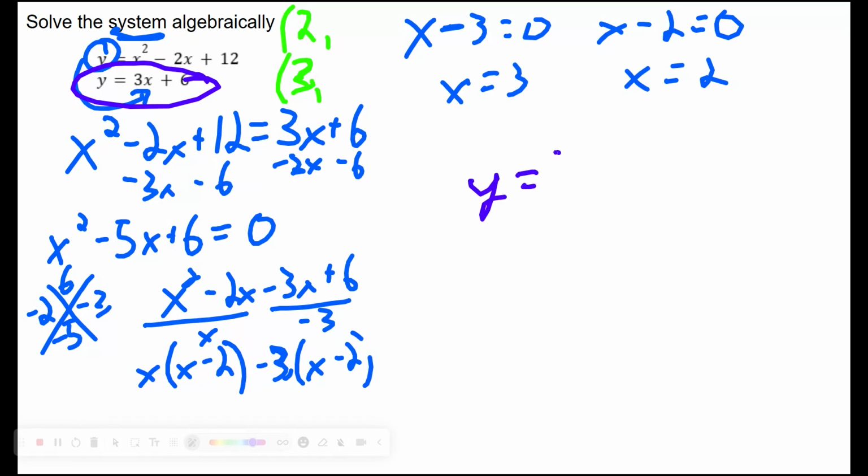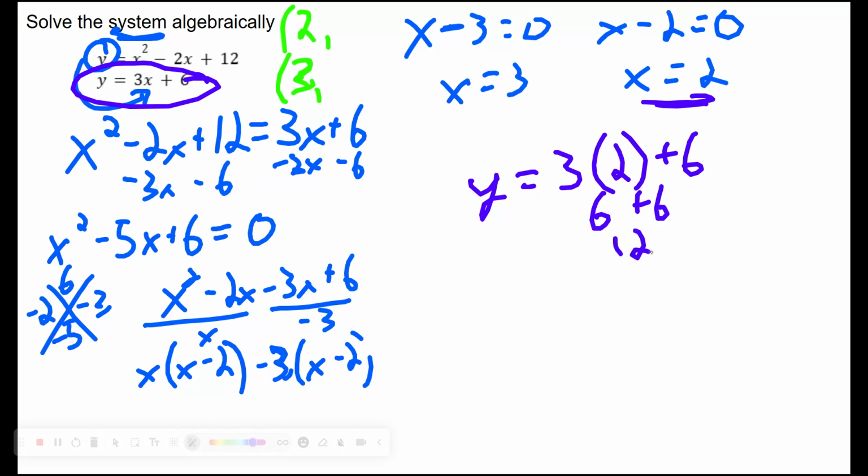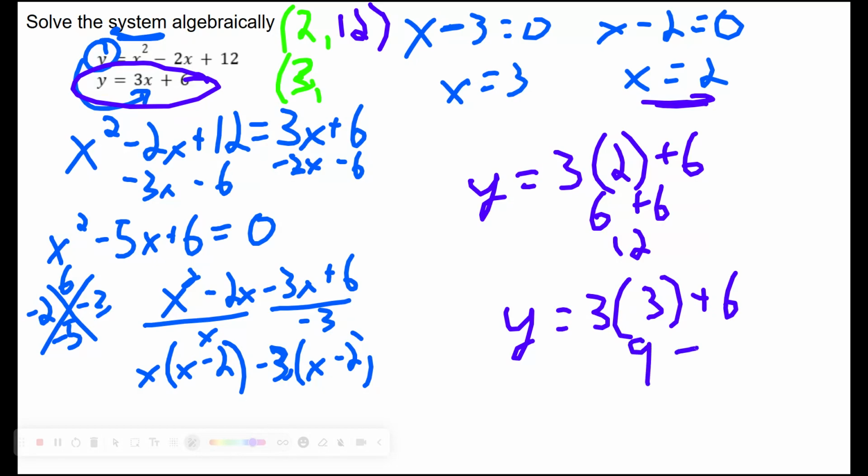y equals 3x plus 6. Let's replace the x here with 2. I got that from right here. 3 times 2 is 6. 6 plus 6 is 12. So my first solution is 2 comma 12. And my next one is 3 times 3 plus 6. 3 times 3 is 9, and y equals 15. So my two solutions for this system are 2 comma 12 and 3 comma 15.